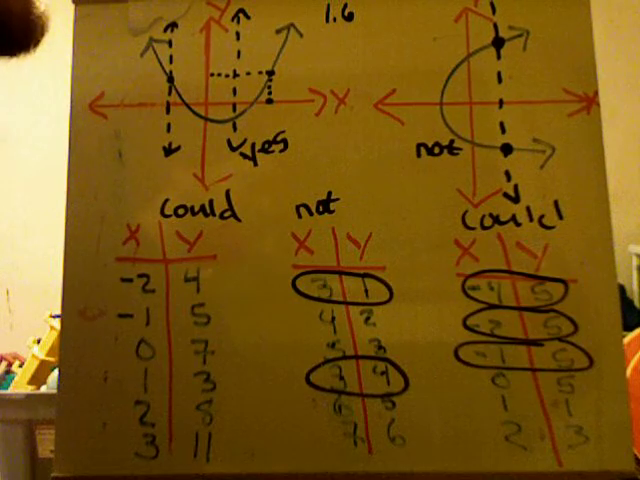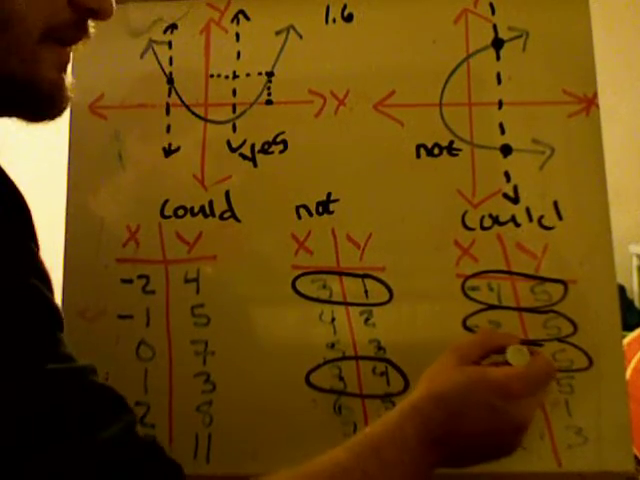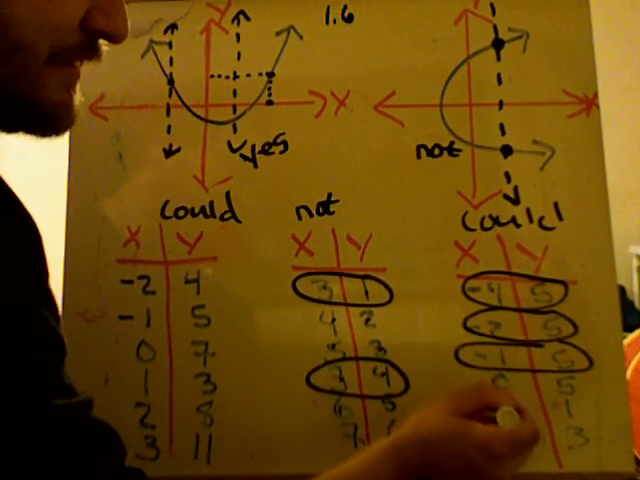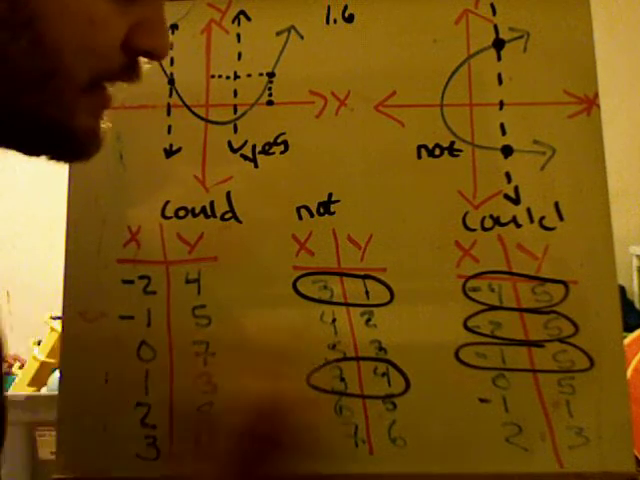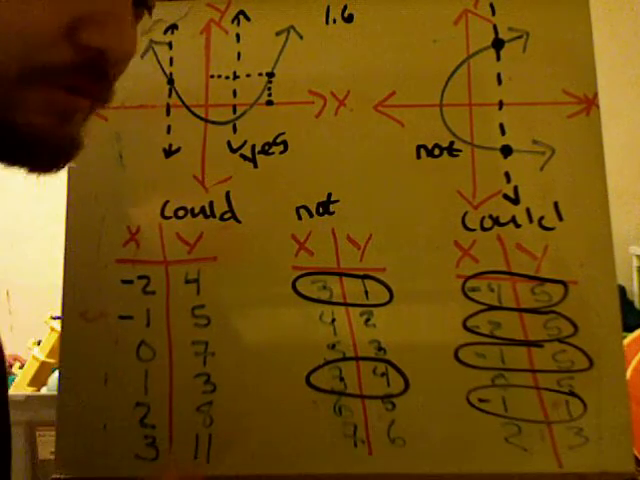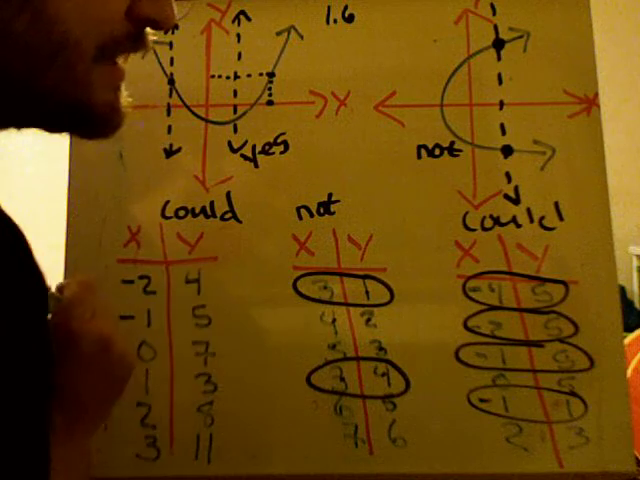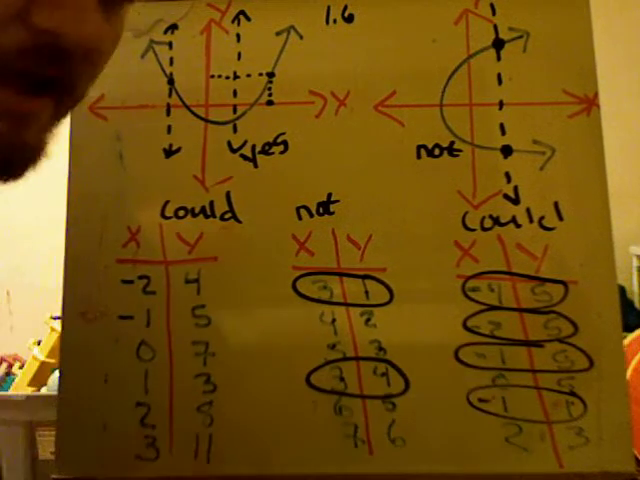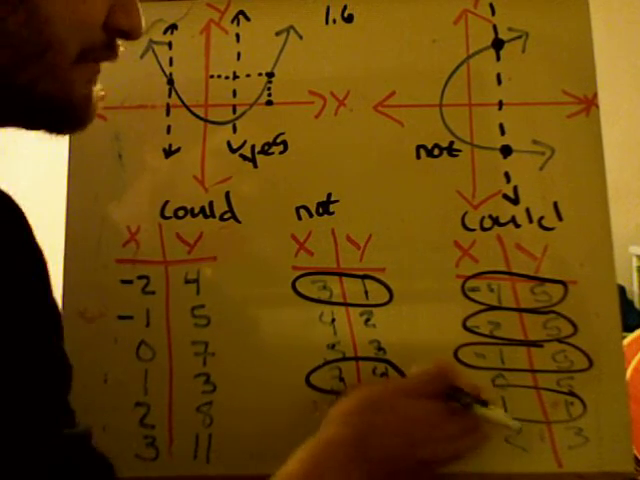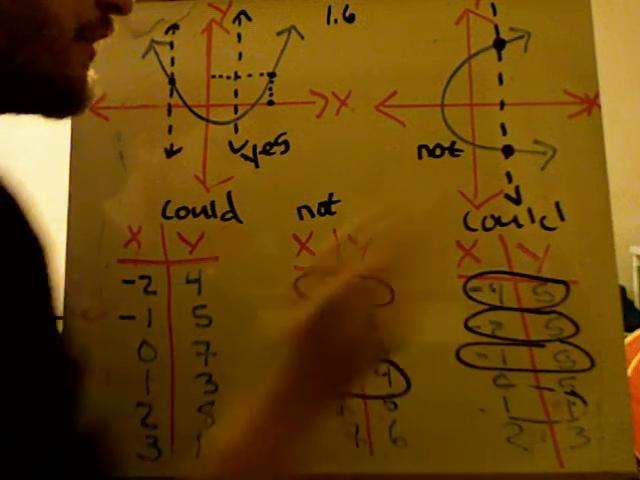Now, if we had this one here being a negative 1 instead of a 1, then we would no longer be a function because negative 1 cannot output a 5 and output a 1. But we don't have that. So this could also be a function.